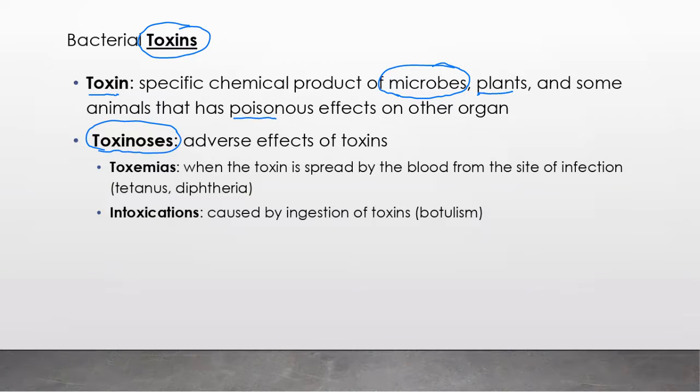Toxemia is when the toxin actually spreads from one organ to another organ through the blood circulation. So this is what we call toxemia. And then intoxication, this is especially when it is entered through ingestion. For example, people eat food that is actually contaminated with poison or toxin, then we call it intoxication. So just remember intoxication is related to food or beverage consumption.